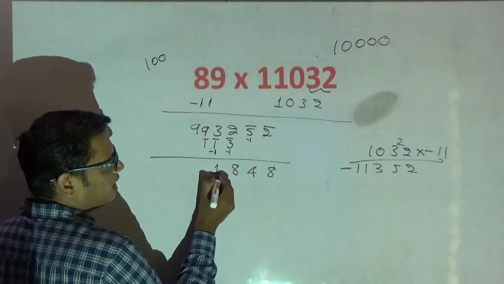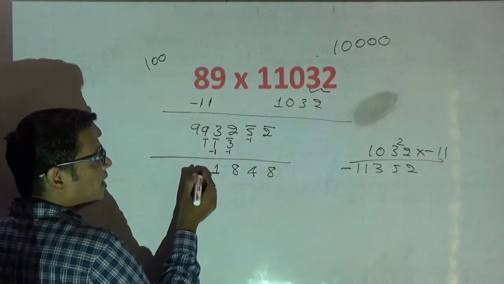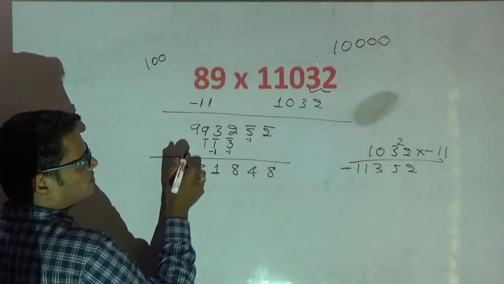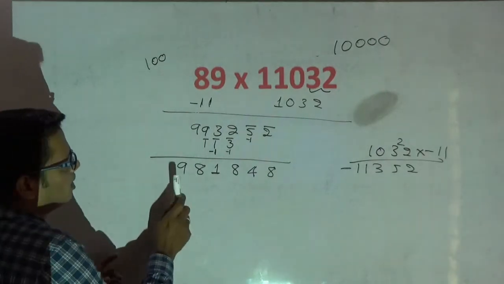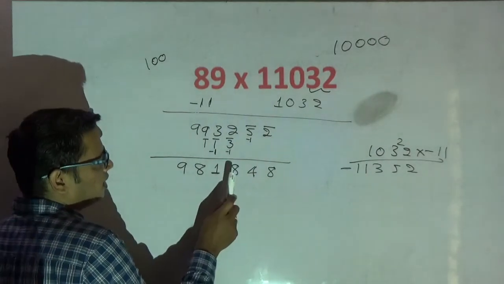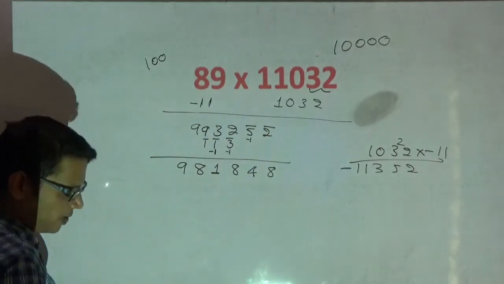1 is positive, don't do minus 1 again here, okay? Now, 9 minus 1, 8. 8 is positive, don't do minus 1 here, right? 9 as it is. The answer for this example is 981848. Hope you have understood.